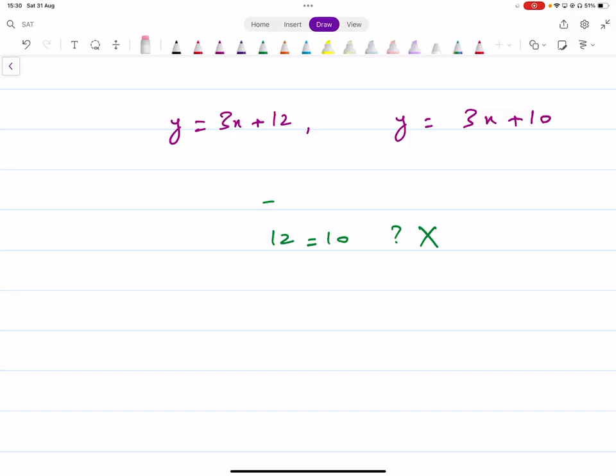What if the two functions were 3x plus 10 and 3x plus 10? So essentially an equation like this, 3x plus 10 equal to 3x plus 10. Does this have any solutions? It's the same line. So what does that mean?